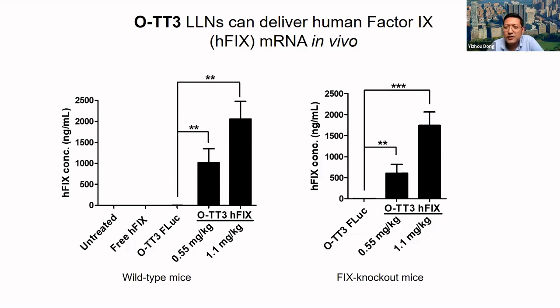Then we performed a similar study in the Hemophilia-B mouse model, that is factor 9 knockout mice, on the right. You can see the results are consistent. You see still dose-dependent production of the factor 9 protein in mouse plasma.